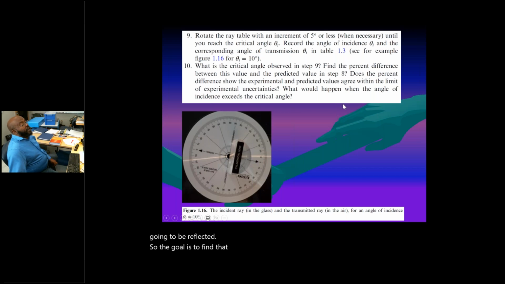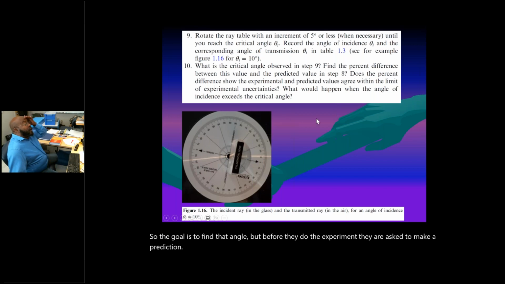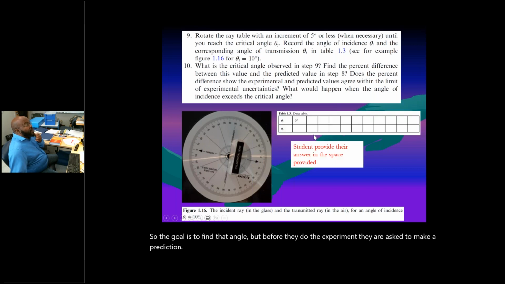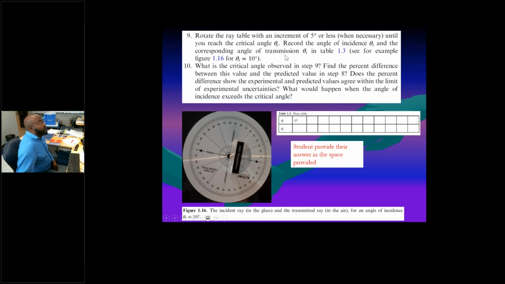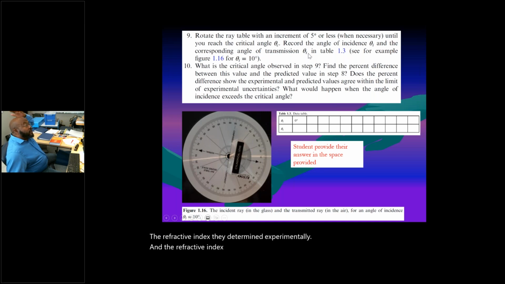But before they do the experiment, they are asked to make a prediction. So they predict the critical angle by using the refractive index they determined experimentally and the refractive index of air, which is 1. So they make that prediction before they determine it experimentally.